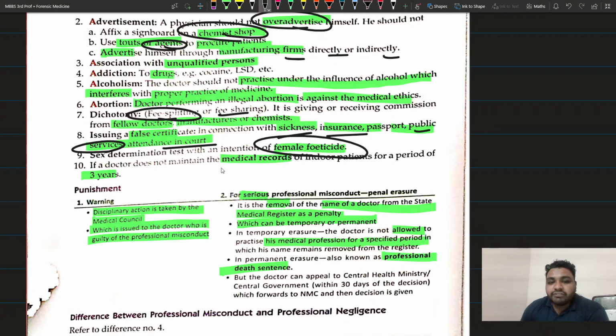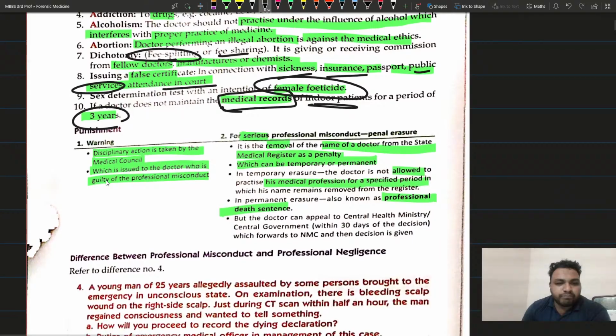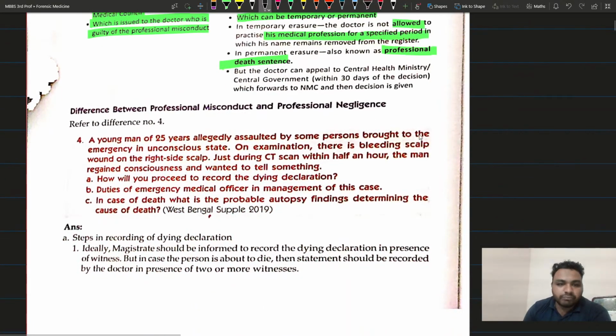And if a doctor does not maintain the medical records of the indoor patient for a period of 3 years, it is also considered professional misconduct. Now, in punishment, there are basically two things that can happen: a warning, and if there is serious professional misconduct, then penalization. I'm not going to go deep into this again. I've already informed you. It's a simple sentence: it is basically the removal of the name of the doctor from the state medical register.